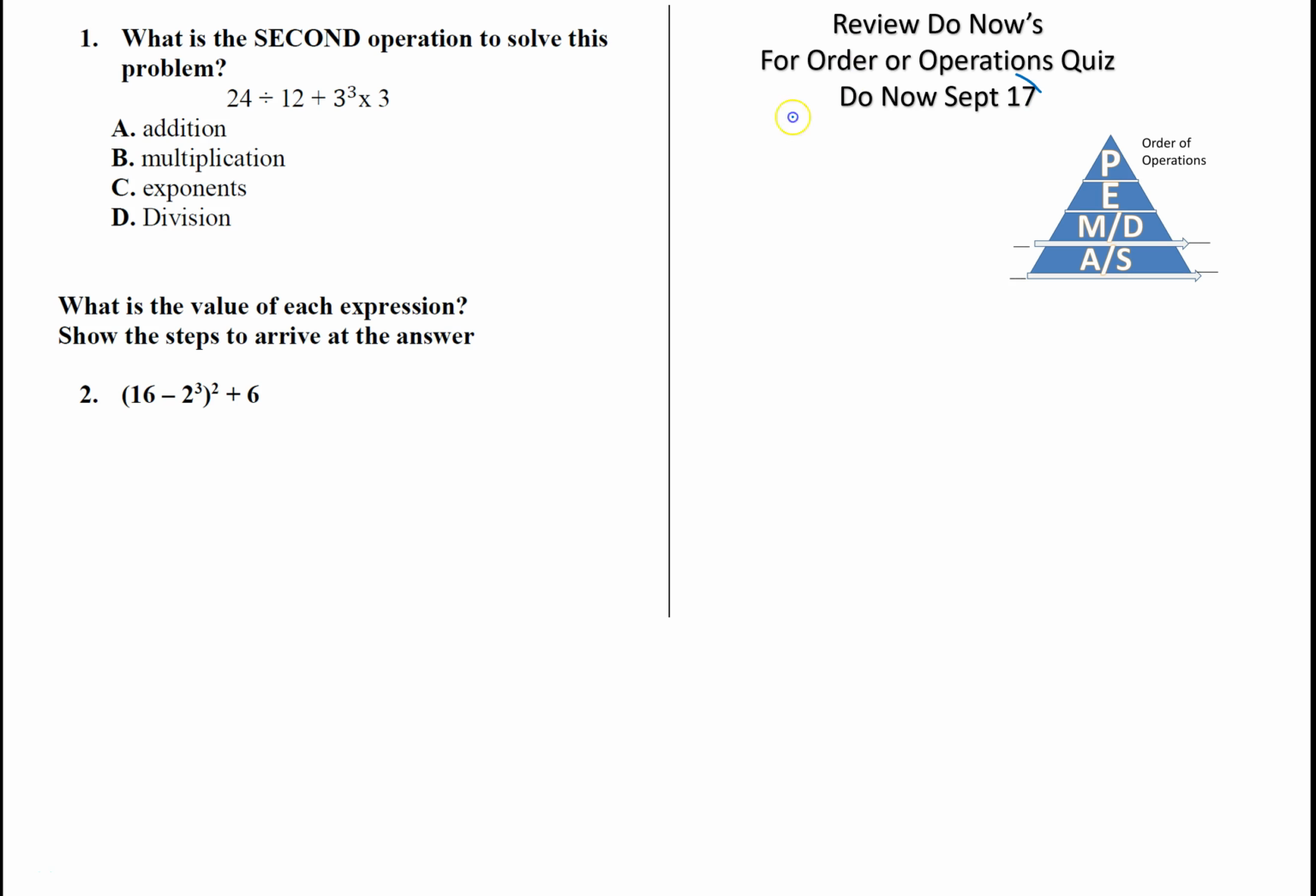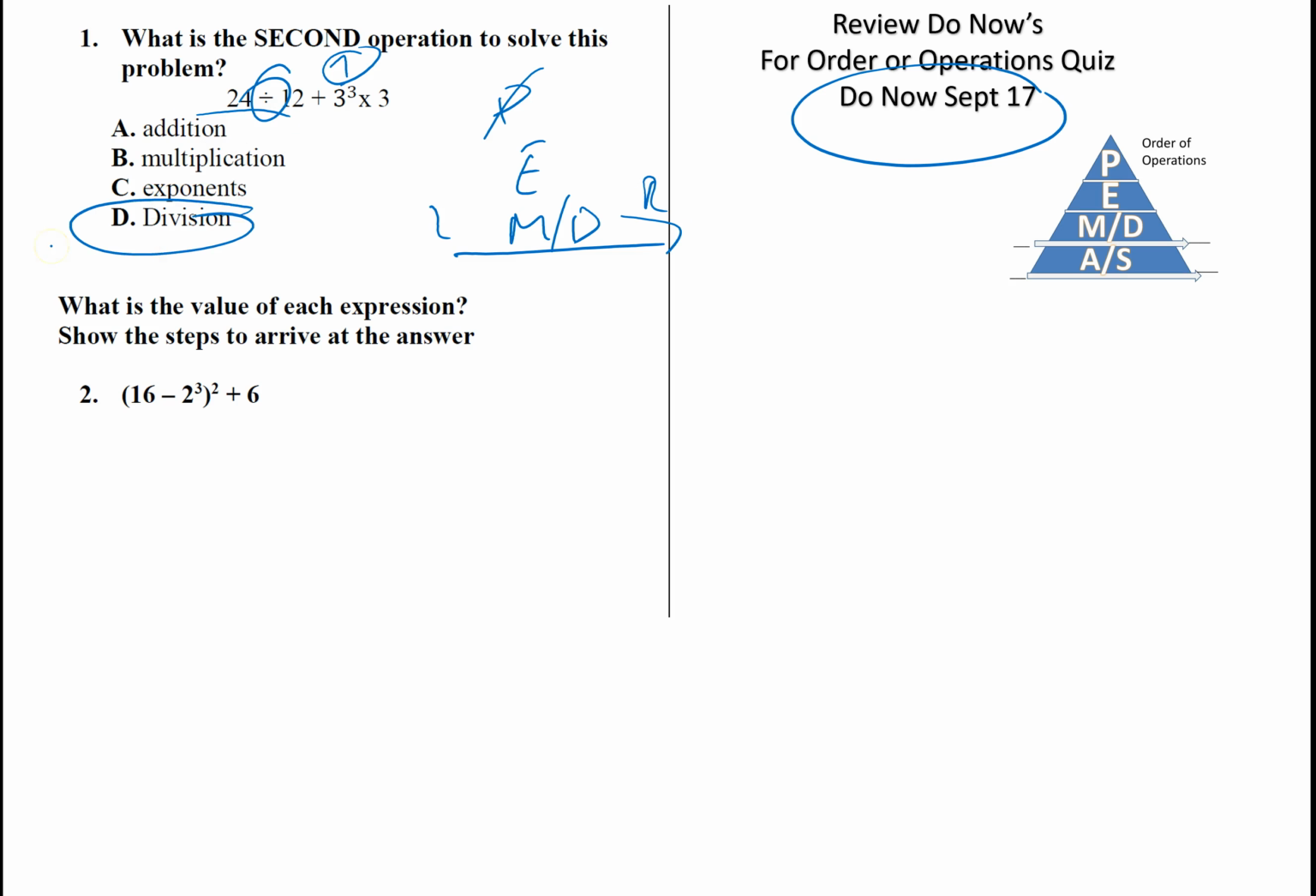So on September 17th, we had these three or four problems. Number one says, what's the second operation to solve this? Well, if we look at PEMDAS, there are no parentheses, so exponents will be our first, and then multiplication and division, whichever comes first from left to right. So if I look left to right, I see my division. So my division would be my second operation, not my multiplication.